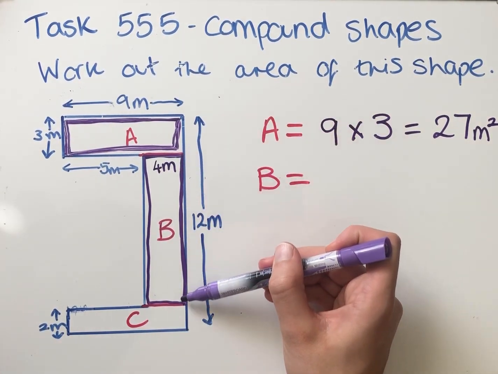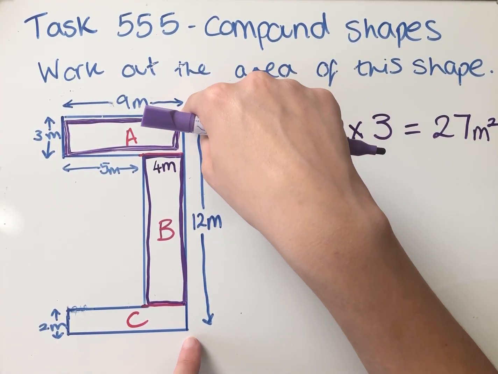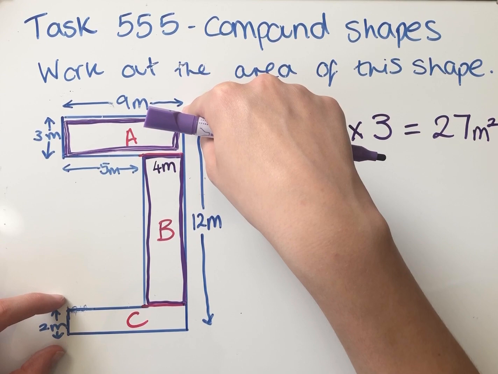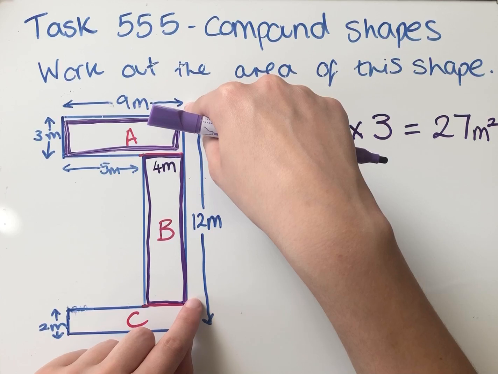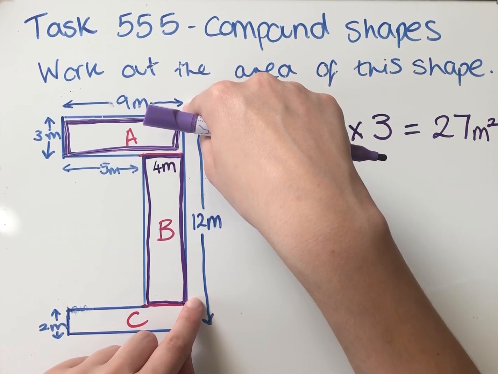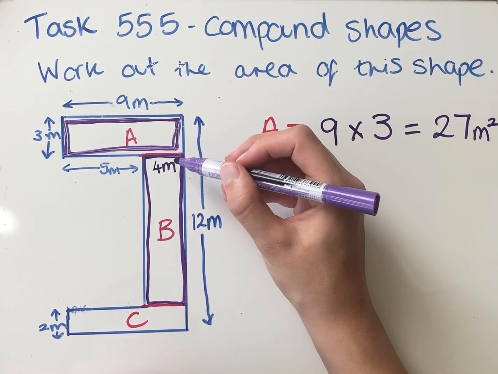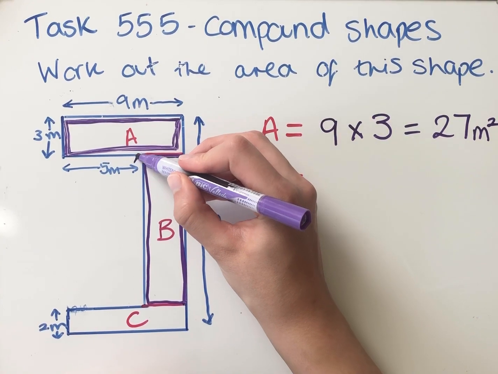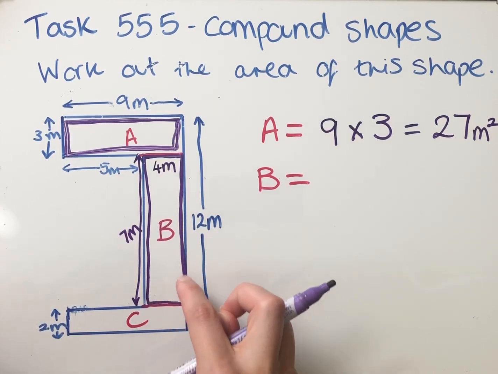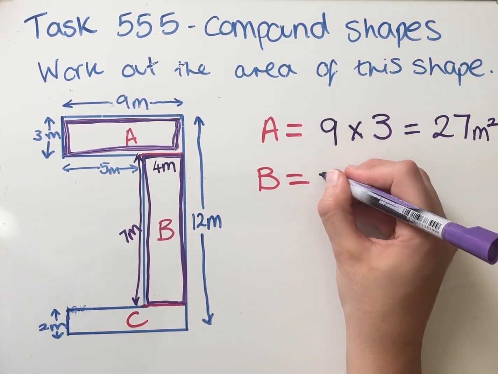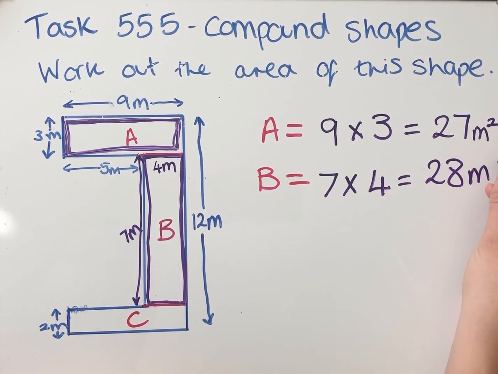I also need this bit here, which is even more challenging. Now this whole thing here is 12. This little bit at the bottom is 2, and that bit at the top is 3. So if we do the 12, take away the 2, that gets us to 10, and then take away the 3, that gets us to 7. So that means this length here, the one going from here to here, is 7 meters. So to find the area of that one B, I've got to do 7 times 4, which is 28 meters squared.